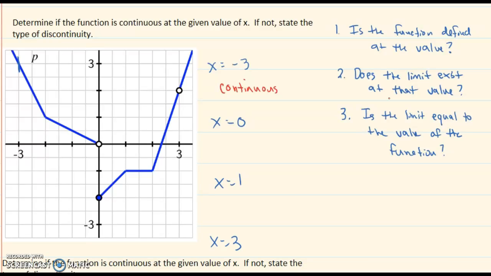And at that point, I can stop, because if the limit doesn't exist, the third question is pointless, because the limit can't equal the function if it doesn't have a limit. So it is not continuous, and there's a very specific reason for that. If you look at the graph, as we approach from the left, we're approaching this value and immediately jump down. What we call that is jump discontinuity.